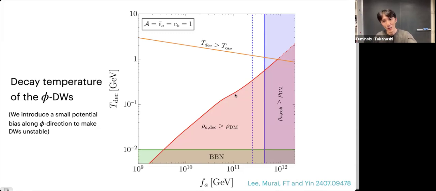And along the red line, you can explain all dark matter by the QCD axion generated by the decay of induced domain walls. And as you can see, the decay constant can be as low as 3 times 10 to the 9th GeV. Even for such a small FA, you can explain all dark matter if you consider this production mechanism.